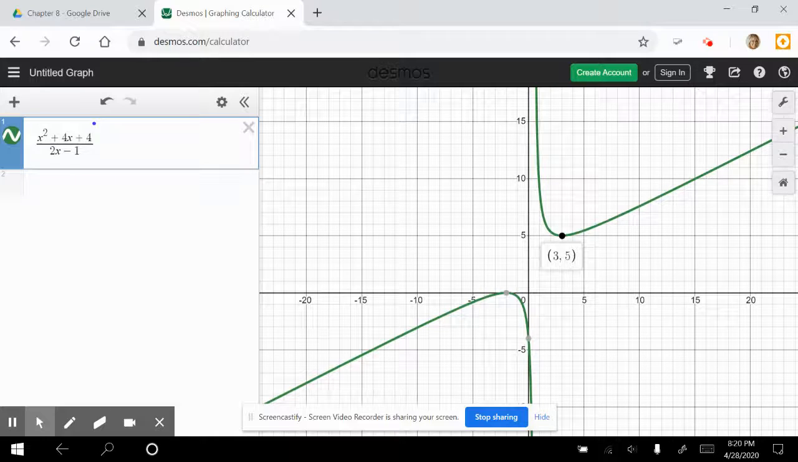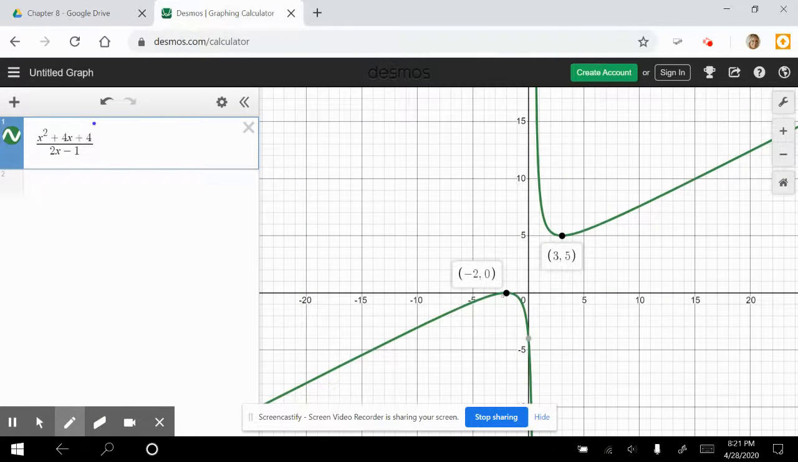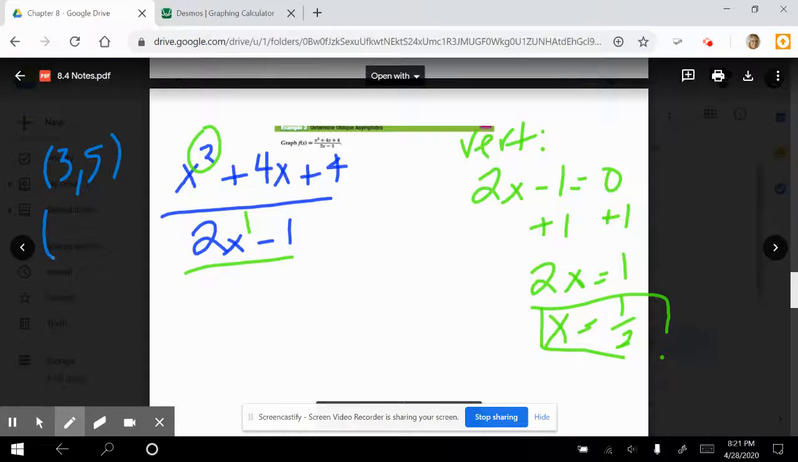And we have the point 3, 5, and we also have the point -2, 0. Now, how can we figure out a line that contains both of those, or at least goes through or is really close to both of those? Well, let's do a little bit of investigation. If we have the point 3, 5 and the point -2, 0.